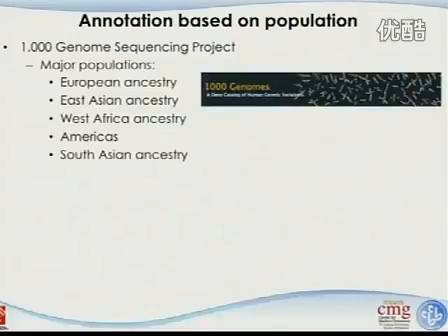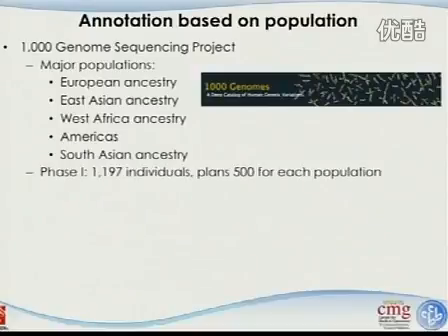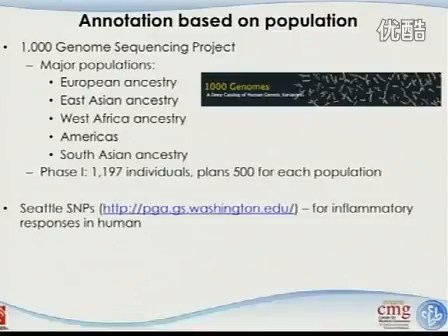The next annotation based on population will be the 1,000 genome sequencing project, which Tatiana also talked about a little bit. They include the 5 major populations: European, East Asia, West Africa, Americas, and Southeast Asian ancestries. In the phase 1 study, almost 1,200 individuals were sequenced at pretty low coverage, 4X, but it gives a very good estimation of the allele frequencies of these individual populations. They are planning for 500 individuals for each population, so there will be 2,500 people sequenced in the near future.